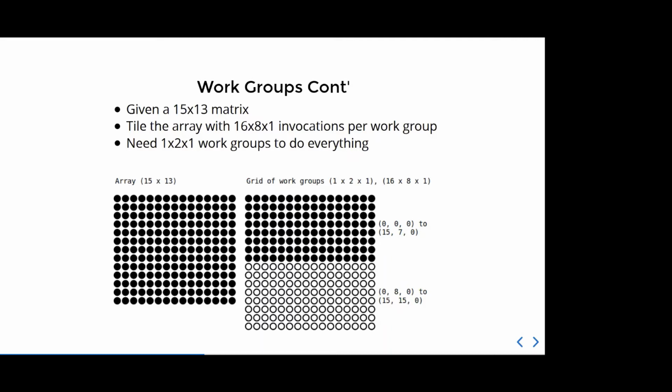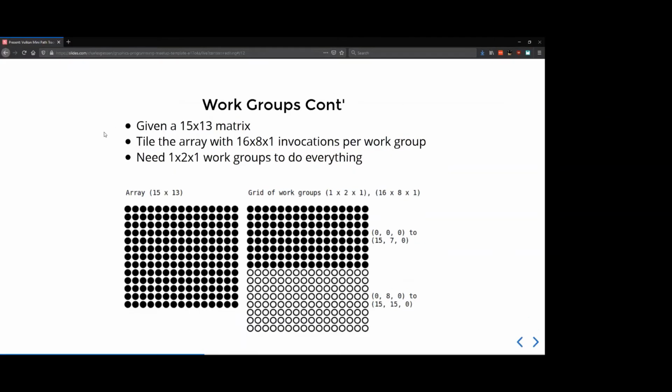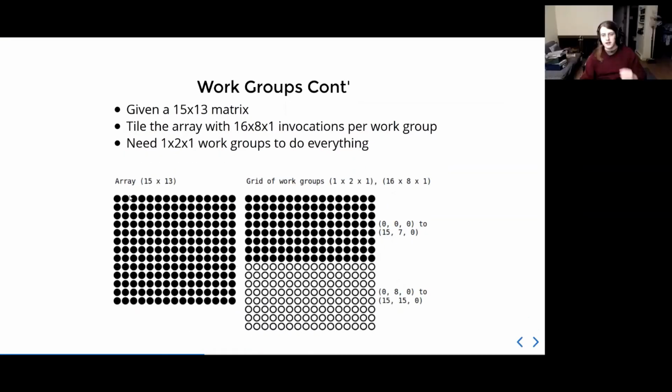Because of these work groups, we want to split up our work into chunks of a power of, well, a multiple of 32. So we're going to take our data over here and split it up in not half, but the first 7 rows in our first work group, and the remaining rows in the next work group.